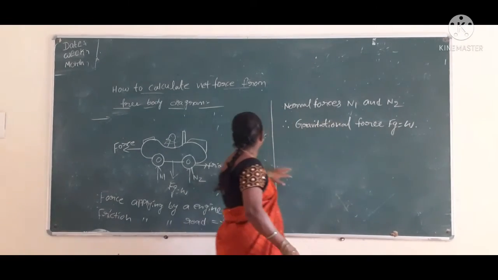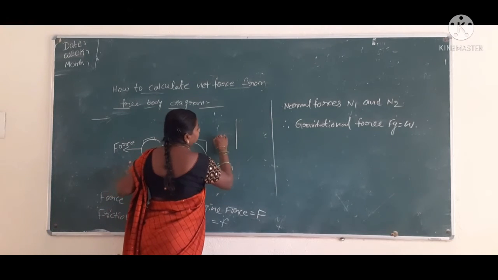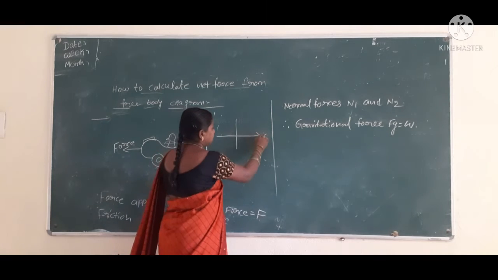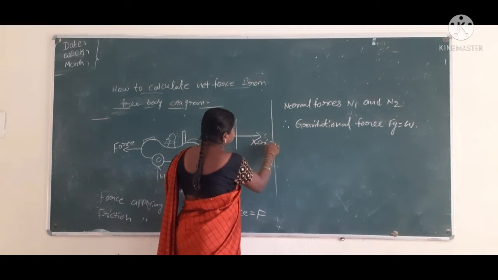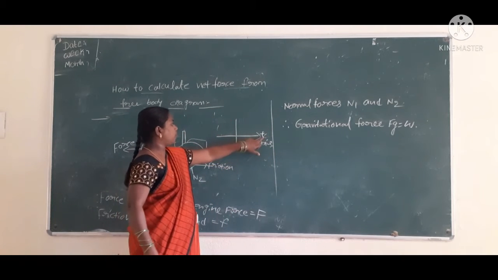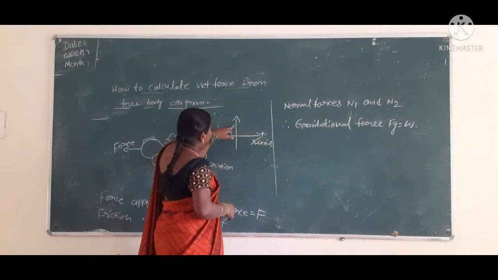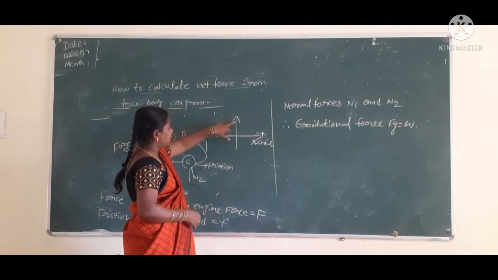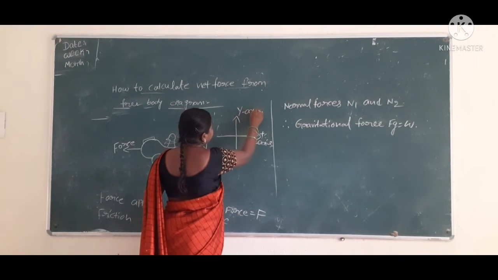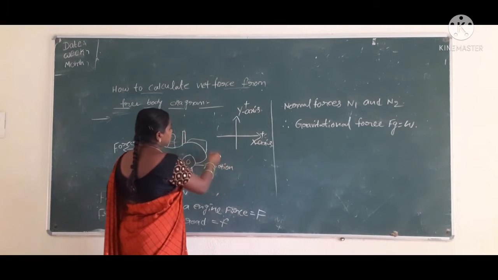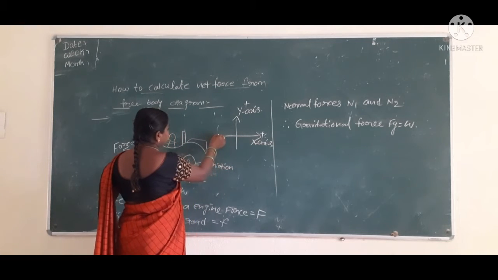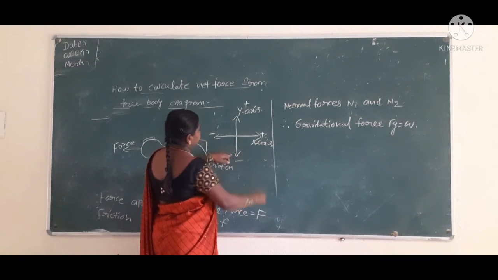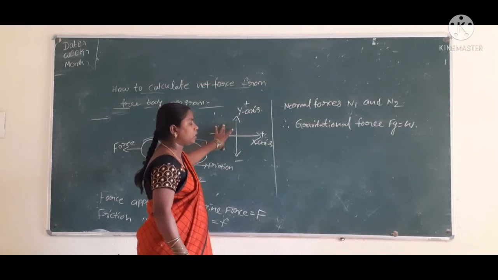Observe the sign convention. The horizontal direction is called the x-axis, and this is positive. The vertical direction is the y-axis, and this is positive. The opposite direction on the x-axis is negative, and the opposite direction on the y-axis is negative. See and observe the figure.